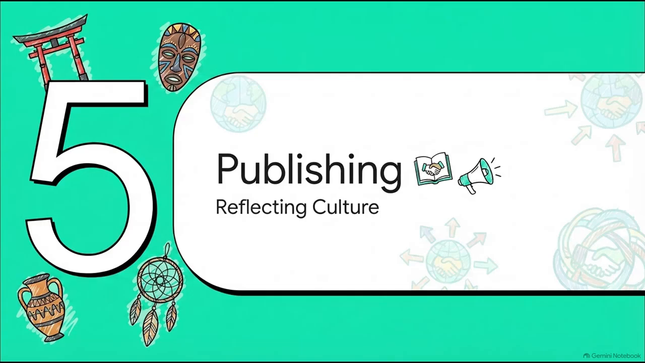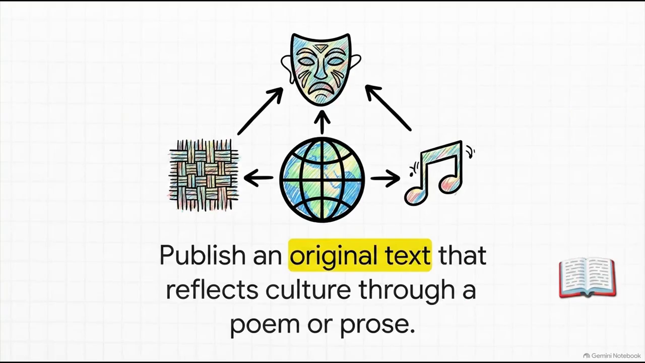Which brings us to Section 5, Publishing, Reflecting Your Culture, the Share Stage. Remember our ultimate competency goal from earlier? It wasn't just to write a text for the sake of writing. It was to publish an original poem or prose that actively reflects culture. This is the whole reason why we write. We use this structured 5-step process to ensure our unique heritage and our personal stories are communicated powerfully to the world. Your heritage is now a polished masterpiece, ready to be seen.